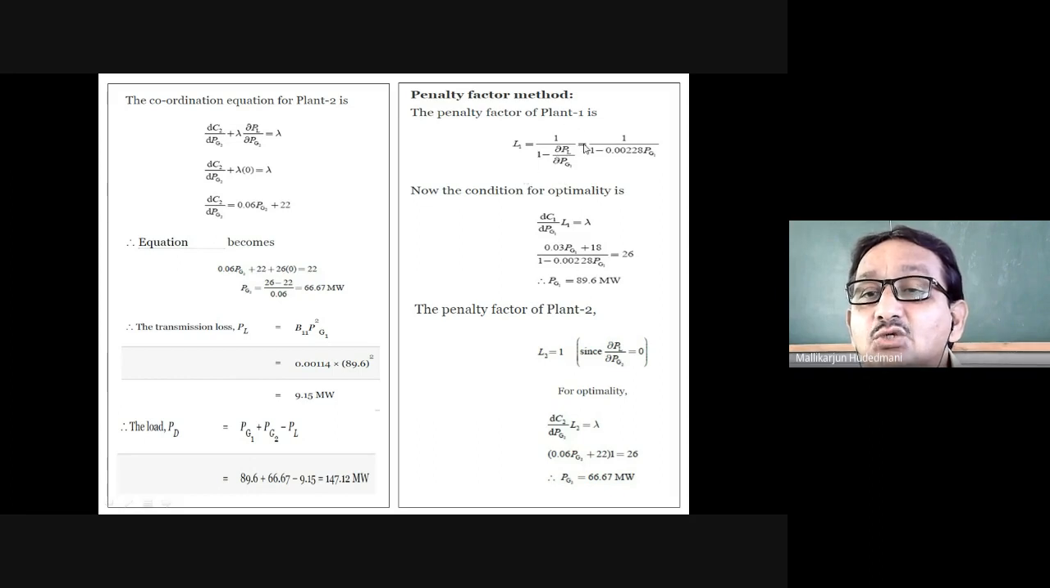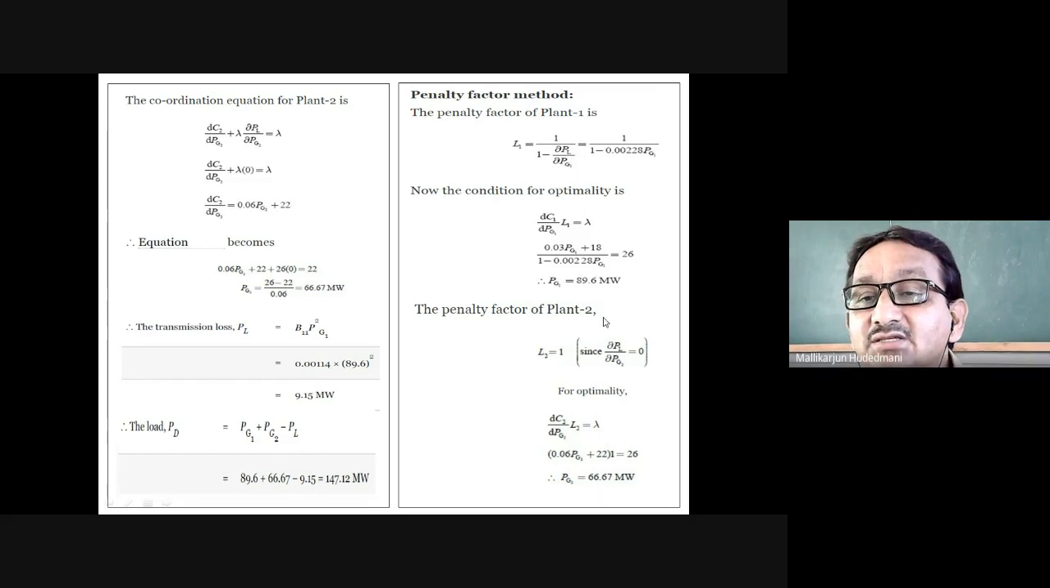1 by 1 minus ∂PL/∂PG1, and for economic scheduling, it should be equal to lambda, which is 26 rupees. I get PG1. For plant 2, L2 must be 1, because 1 by 1 minus 0 is 1. So it is 1 into dC2/dPG2. It is lambda, which is 26. It stands as 66.6. This is quite easy.